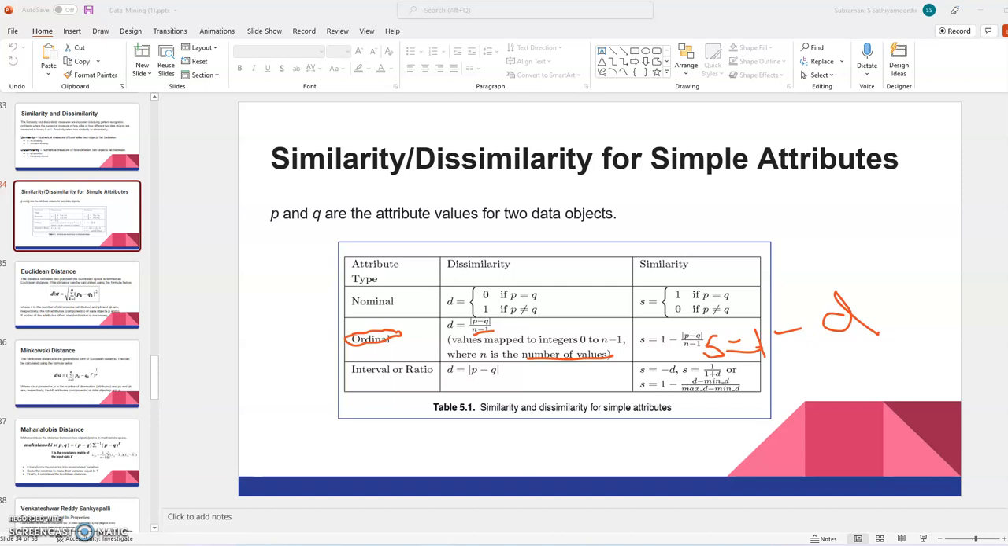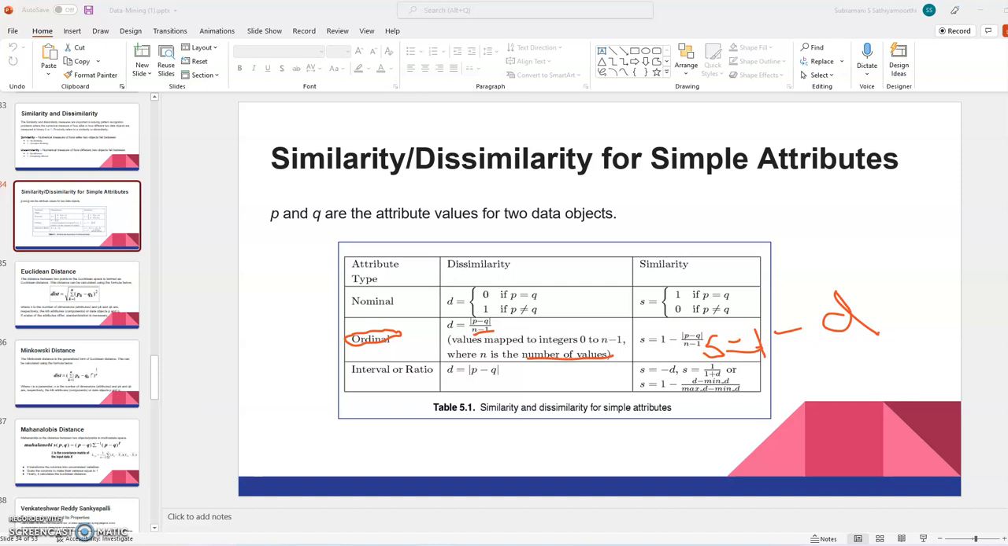The next one is interval or ratio, where dissimilarity is calculated based on the mod of p minus q. For the same attribute type, the similarity has different equations: one is directly the negative of d, the negative dissimilarity; another is s equals 1 by 1 plus d, where d is the dissimilarity; or s equals 1 minus d minus minimum of d, over maximum of d minus minimum of d.